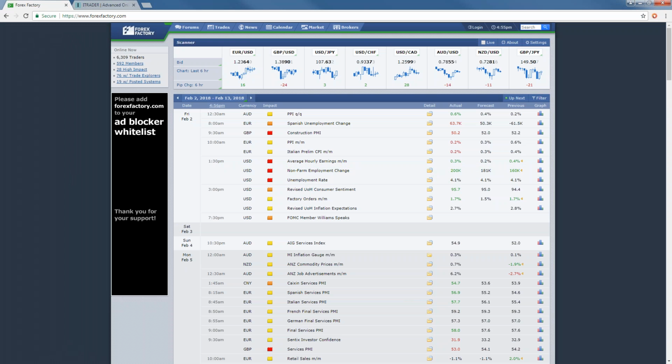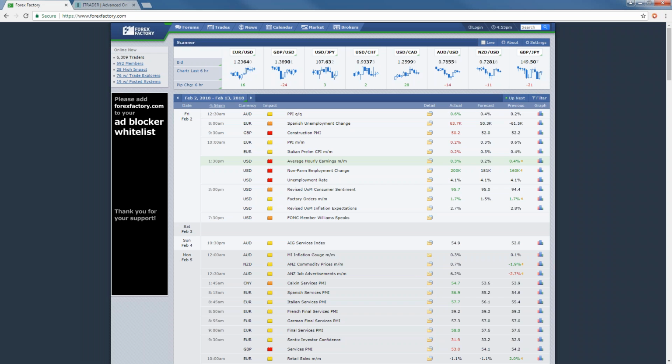First was the non-farm payroll itself. We expected 181,000 new jobs during January, and actually we had 200,000, which you see is painted in green because it was better than expected. Unemployment rate was, as expected, 4.1%, the lowest that I remember. And average hourly earnings, we expected a rise of 0.2%, and we had a hike of 0.3%.